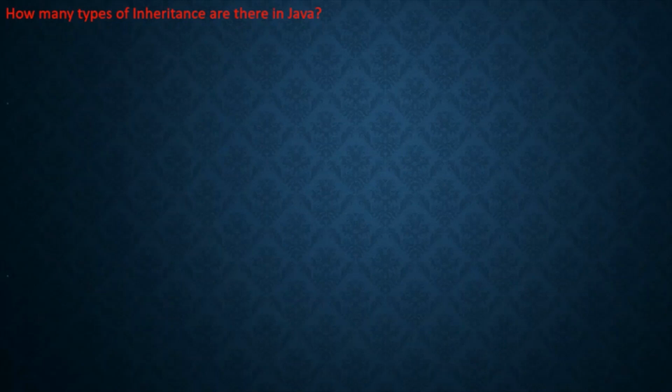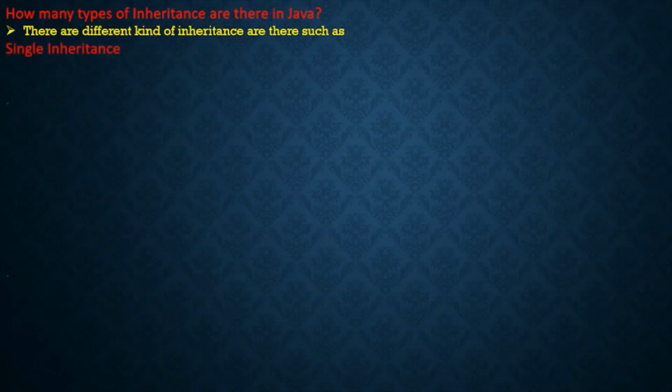Now the point comes: how many types of inheritance are there in Java? In Java there are different kinds of inheritance. I will explain one after another. There are multiple types of inheritance, like single inheritance, multiple inheritance, multi-level inheritance, hierarchical inheritance. All these are there. I will explain one after another.